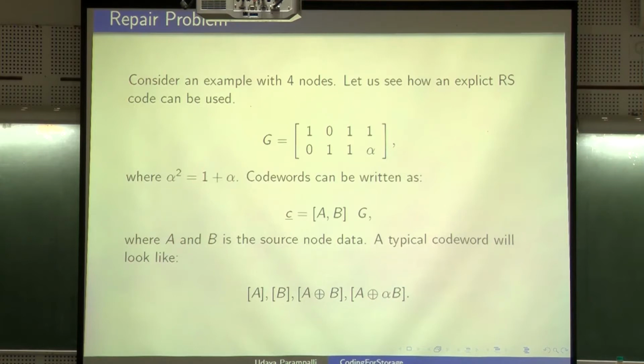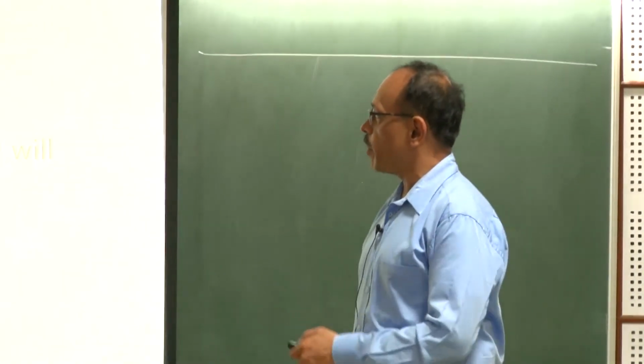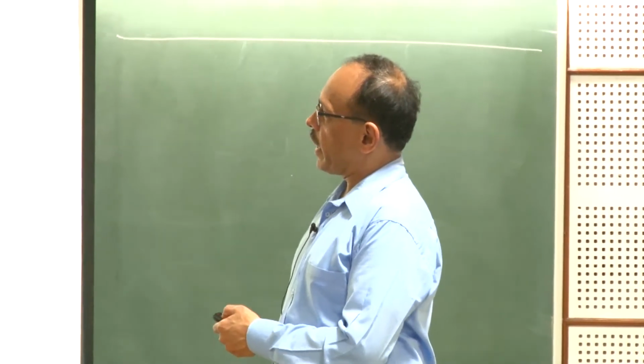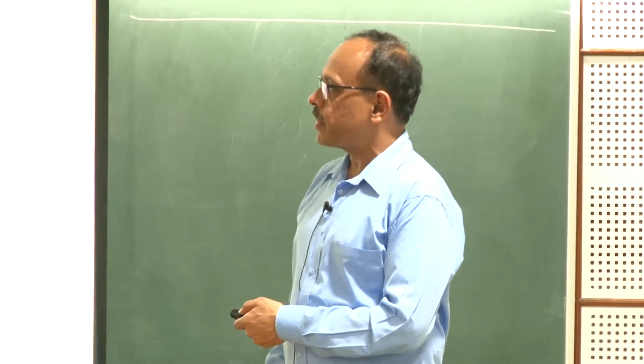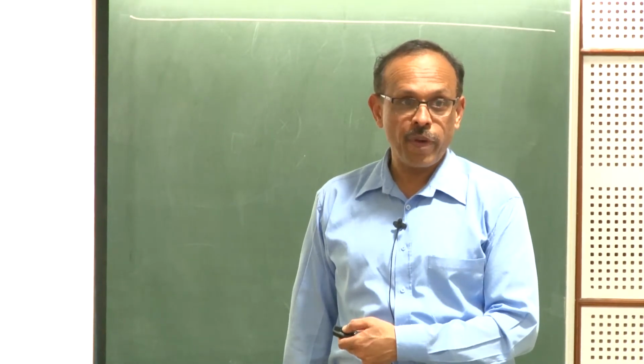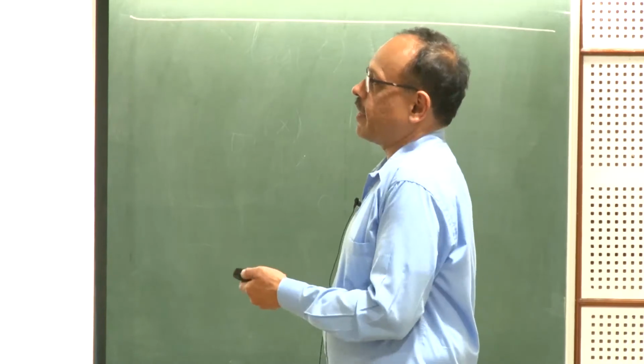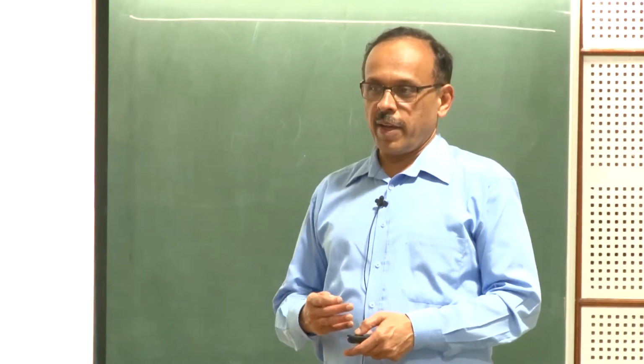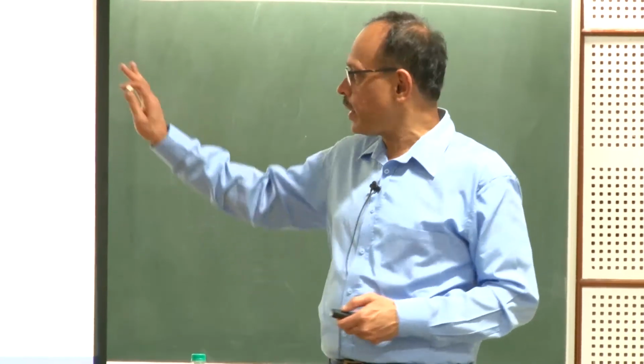Let's consider this repair problem in a better way. For example, consider a 4 node system. Now let's see how an explicit RS code can be used in this case. I have written down this generator matrix with the notation that we talked about before. Here alpha squared is alpha plus 1. I defined it over, what is this field? If alpha squared is equal to alpha plus 1, what field is it? GF of 2 squared? Yes, GF(4). So this is just a simple GF(4), and you can assume that the rest of the fragments can be multiples of GF(4). Just an example here.